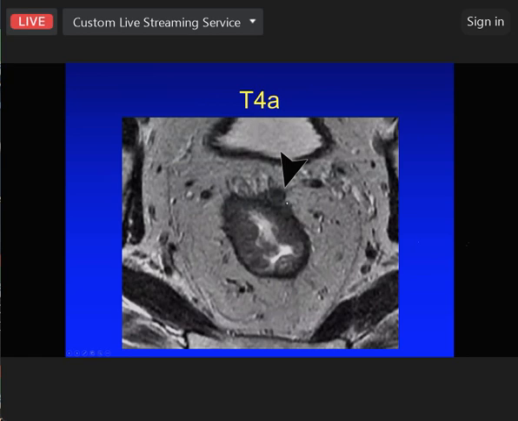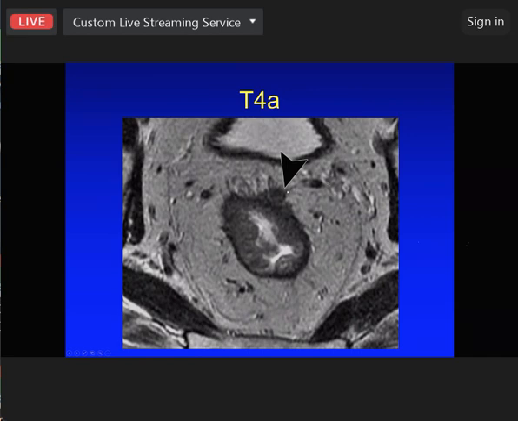Here's a T4A tumor. So this is the rectum. Here is fluid within the lumen. This is the submucosa. Here is part of the tumor. It's gone through the dark muscularis propria there. And this very fine black line here is the peritoneal reflection.